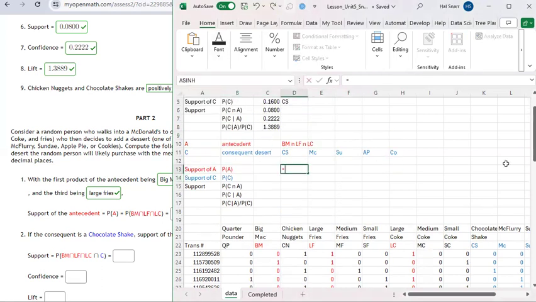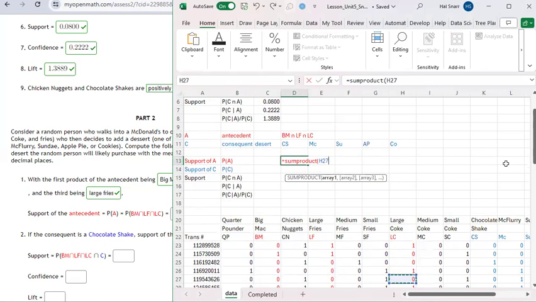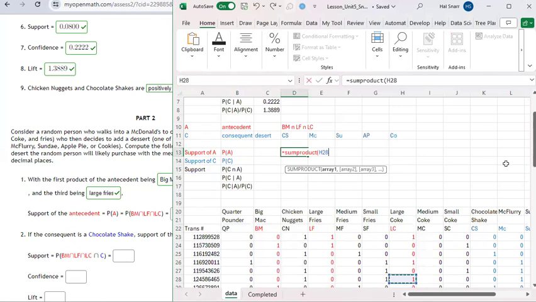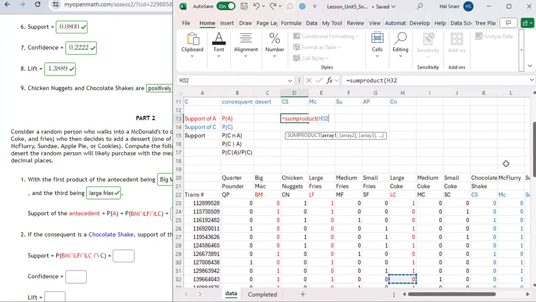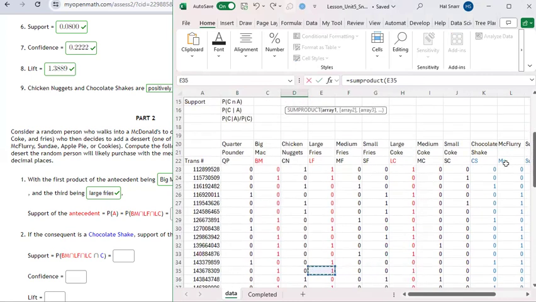How do we find the antecedent? We're going to use the sum product, because what we want to do is multiply the 0 times the 1 times the 1. In that first row, that's going to be 0, right? In the second row, we're going to have 0 because we have a 0. In the third row, we're going to have 0, right? Because they're all 0. The fourth, we're going to have 0. The fifth, we're going to have 0. Do we have any ones all the way across? Here we go. We got a 1 there, a 1 there, and a 1 there.